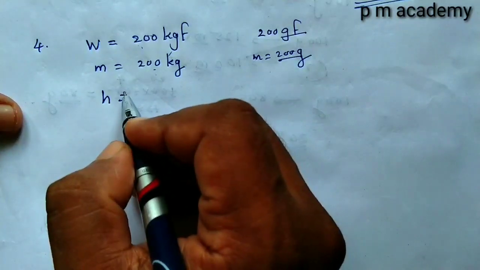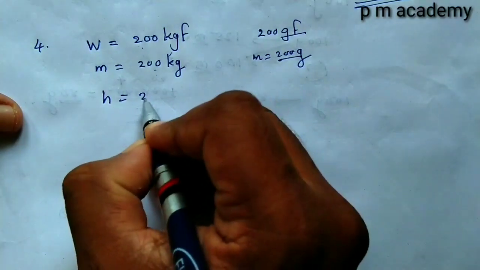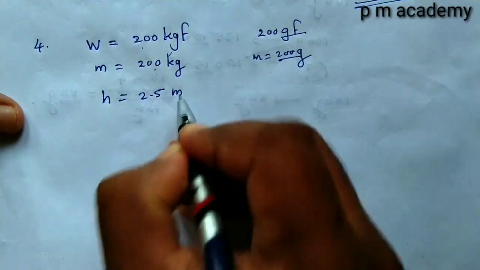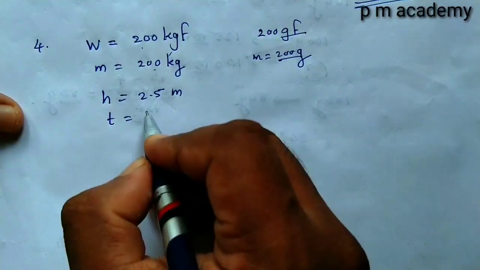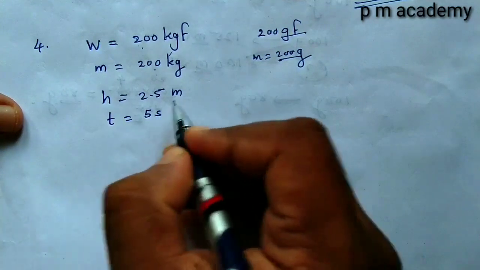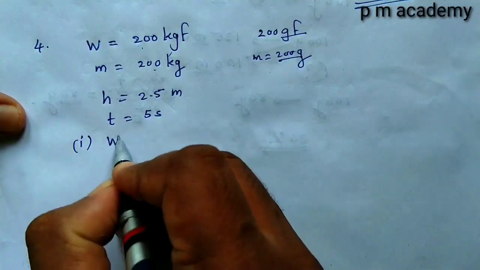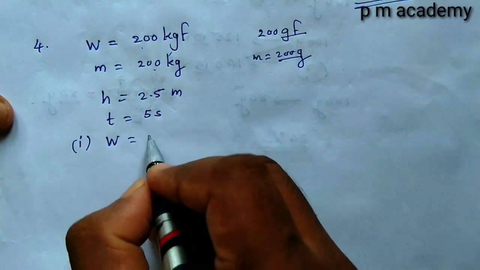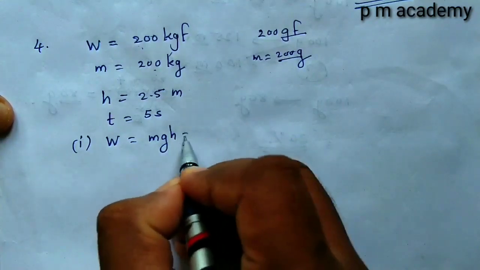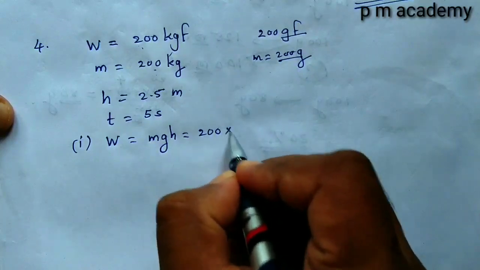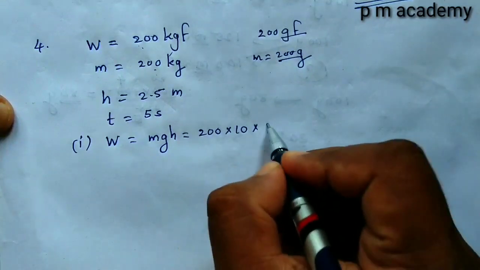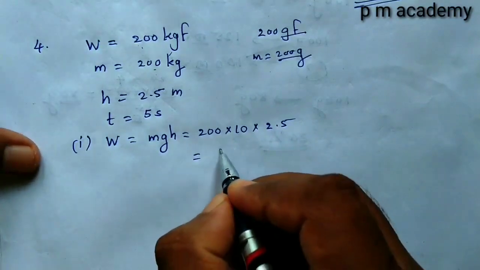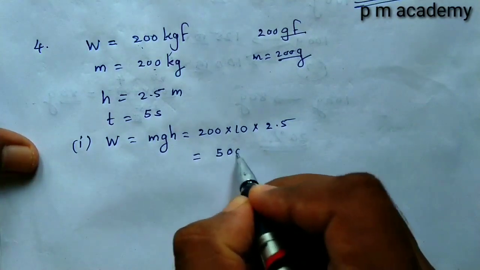The height at which the object is raised is 2.5 meter, and the time is given as 5 seconds. Number 1 is you have to find the work. If you are raising an object to a particular height, the work is mgh. M is 200, g 10, height 2.5. The answer is 5000 joule.